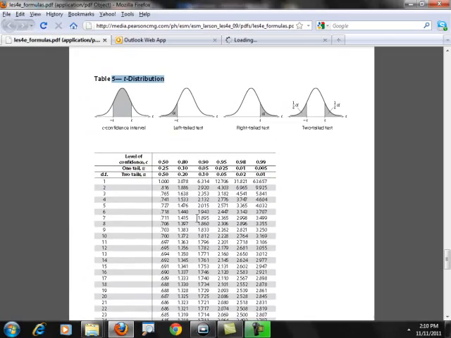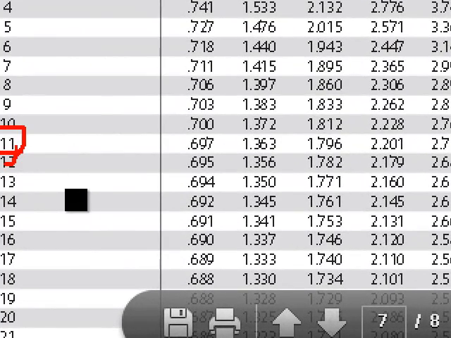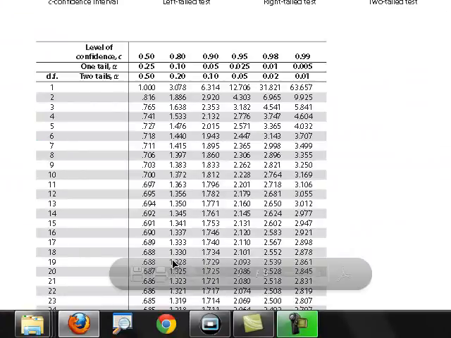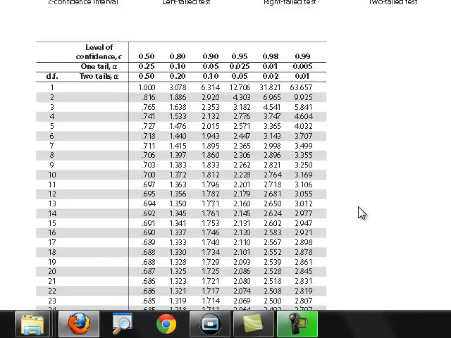So we know we're in the right spot if we look with 11 degrees of freedom and 0.99 level of confidence. We get this value, 3.106. I didn't mean to scribble over it, but that's where the critical value comes from. That says the top 0.5% is going to be more than 3.106 standard deviations above the mean on a t-distribution with 11 degrees of freedom. Similarly, because of the symmetry of the distribution, the bottom 0.5% are going to be less than 3.106 standard deviations below the mean. So just to make sense out of that.